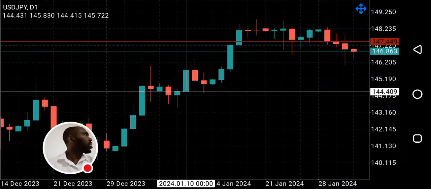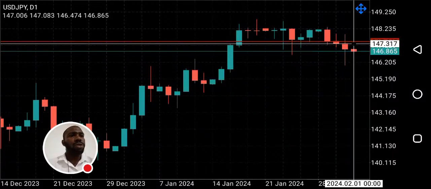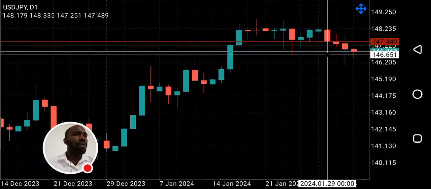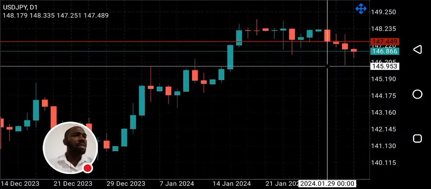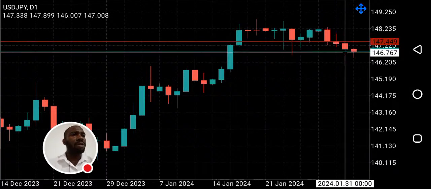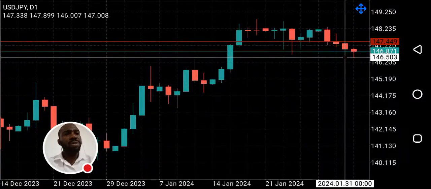So if you consider selling USD JPY, I would suggest you set your stop loss a few pips above this level, which is very high. A few pips above that level is about 60 pips. Your stop loss should be 10 pips above this level, and that should be about 70 pips. That risk is too high.